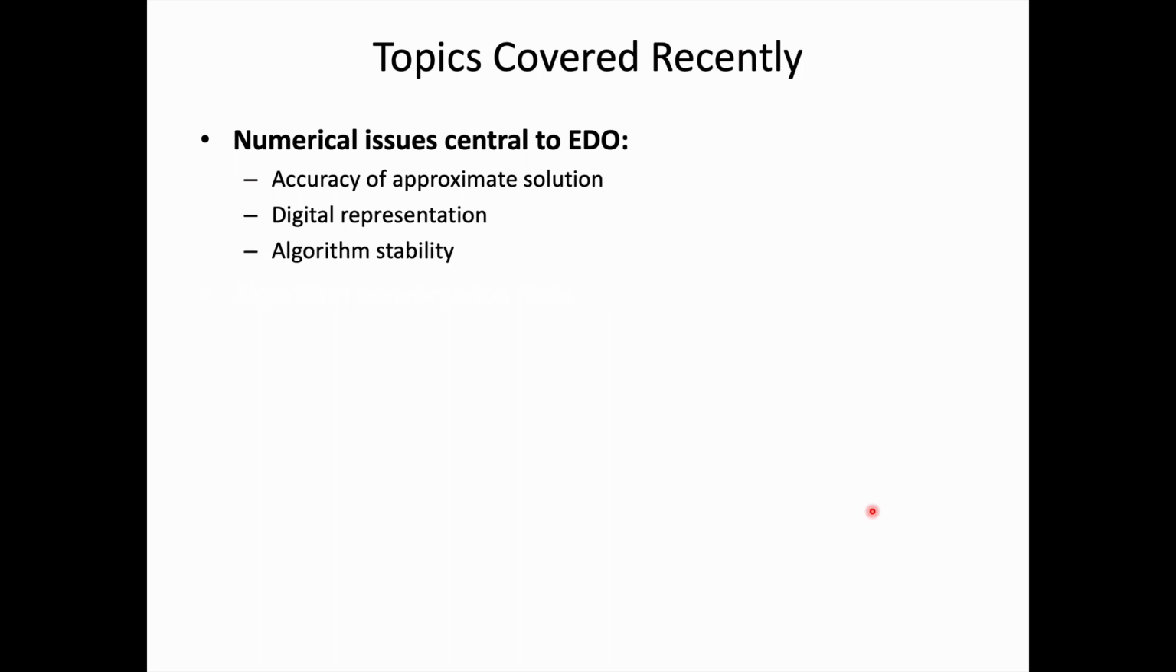We talked about some of these numerical issues that really are central to engineering design optimization, including the accuracy of our approximate solution, the issues surrounding digital representation, including things like floating point numbers on a digital computer, and algorithm stability.